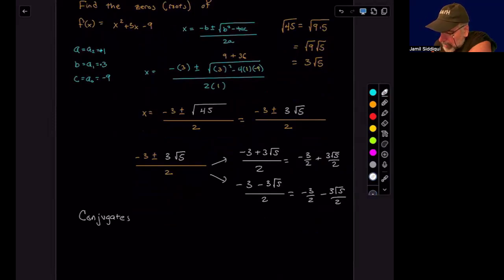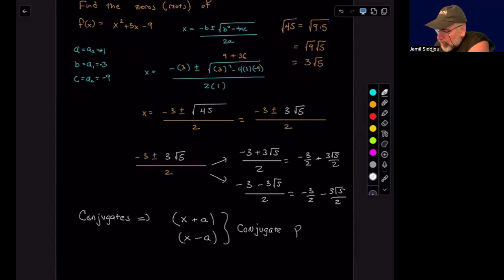Conjugates are any time you have two expressions, and those expressions can be written as a number plus a different number, and then a number minus the same other number. So these are called conjugate pairs. And because of the plus or minus in the quadratic formula, we're always going to see conjugate pairs when we use it. Right? So these would be our zeros in this particular case.